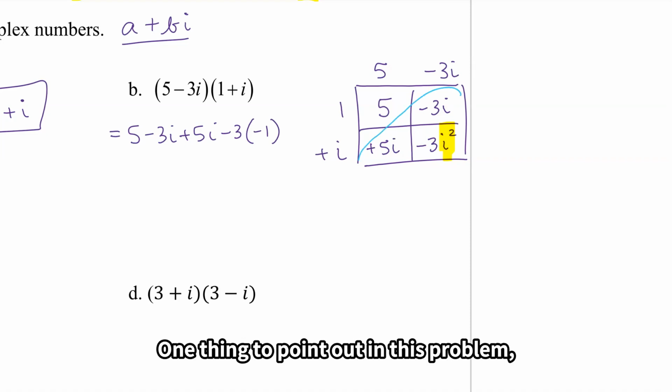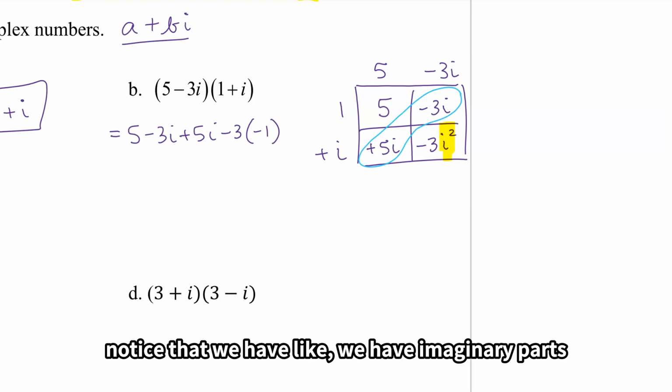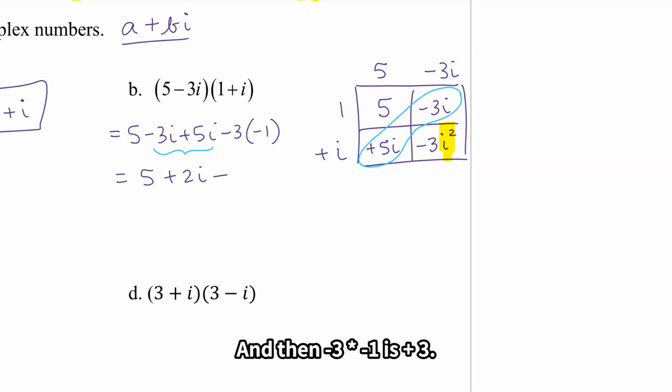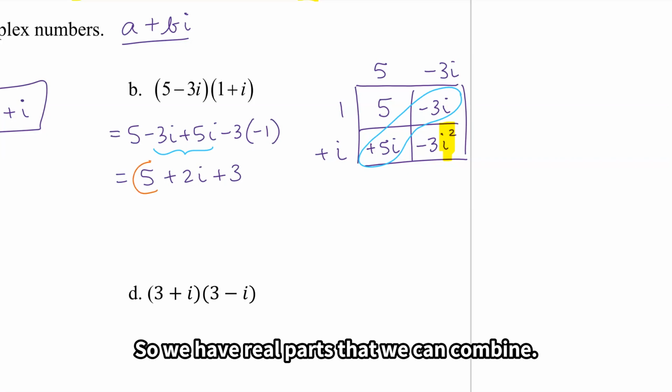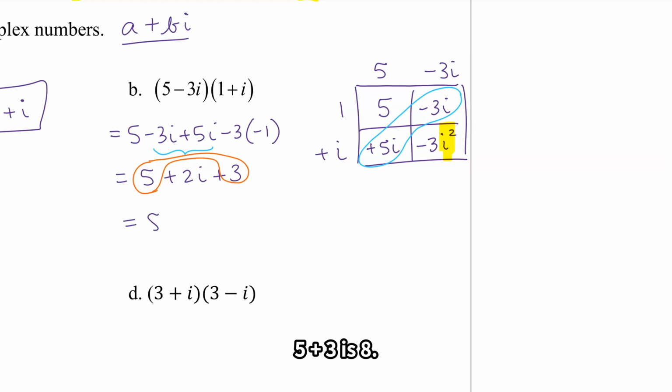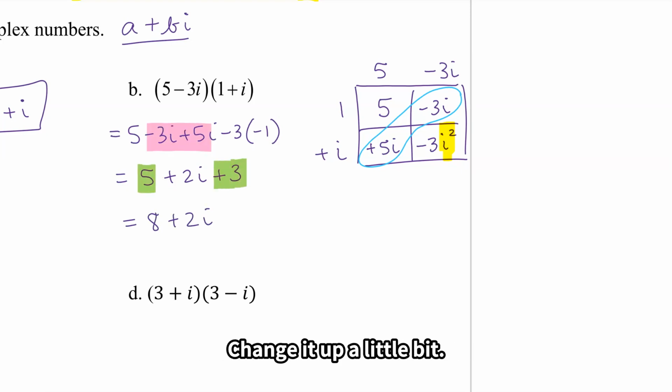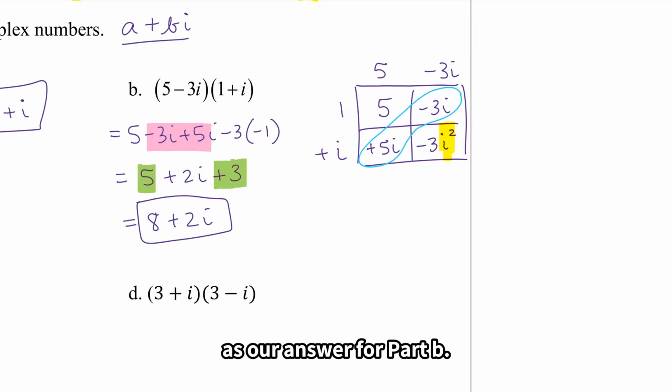One thing to point out in this problem, notice that we have imaginary parts that we can combine. -3 plus 5 would give us +2i. And then -3 times -1 is +3. Oh, we have real parts that we can combine. 5 plus 3 is 8. We'll do it this way with the colors. Change it up a little bit. And we get 8 plus 2i. That is our answer for part B.